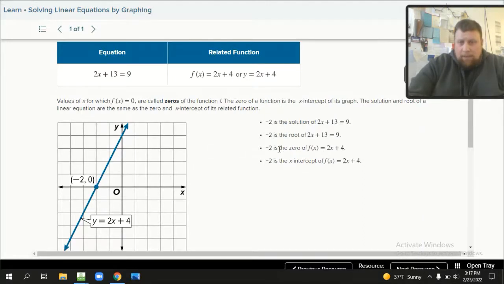In other words, if I plug in negative 2, 2 times negative 2 is negative 4. Negative 4 plus 4 is 0. It's the 0 of the function. It is also the x-intercept of the function. So negative 2 is a lot of things, right? And this is how we find it. It starts with subtracting whatever on the right side, setting the equation equal to 0, and replacing 0 with f of x to get the function.